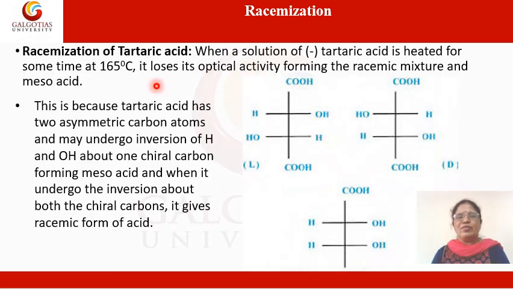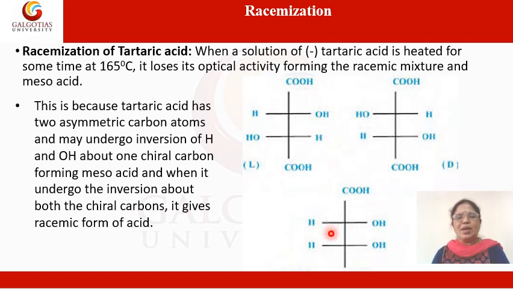Another example is racemization of tartaric acid. Now, when this tartaric acid is heated for some time at 160 degrees, then it loses optical activity and it forms the racemic mixture and the meso acid. Now, this is because we can see here the dextro and the levo form of tartaric acid, and also the meso form.